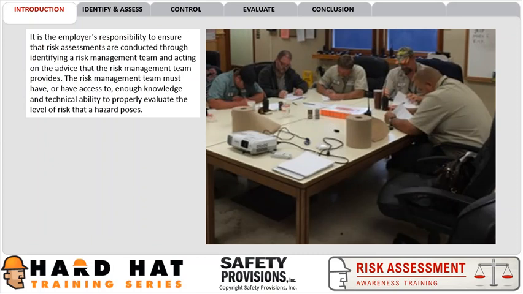It is the employer's responsibility to ensure that risk assessments are conducted through identifying a risk management team and acting on the advice that the risk management team provides. The risk management team must have, or have access to, enough knowledge and technical ability to properly evaluate the level of risk that a hazard poses.